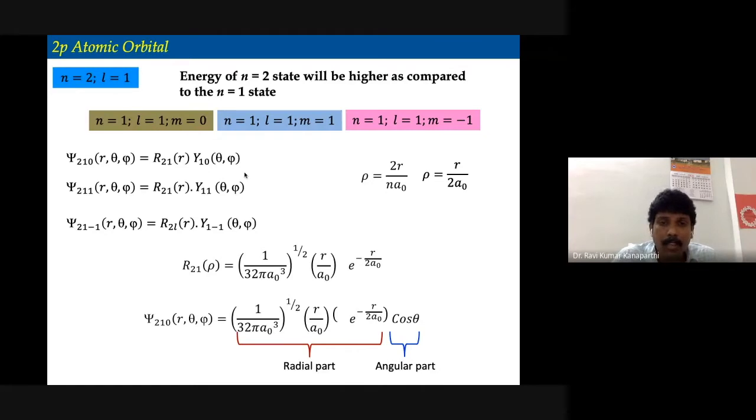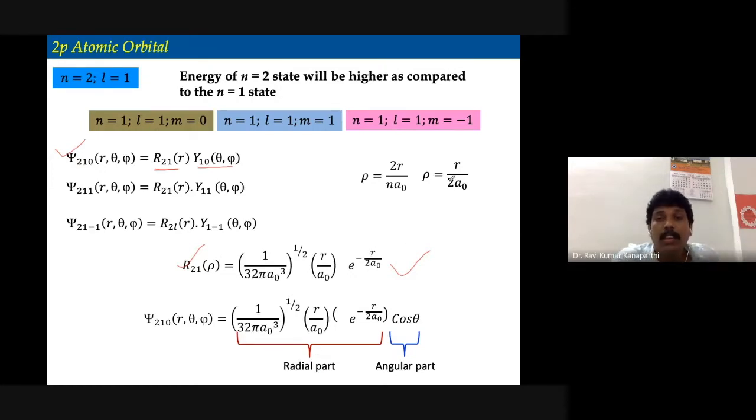Now, straightforward, I just wanted to give what the radial function is. So this particular thing is nothing but psi 210. Psi 210 is a product of the radial function R21 of r and Y10 of theta and phi. This is the spherical harmonics and this is the radial function. The radial function is given by r by a naught multiplied by e to the power minus r by 2 a naught.